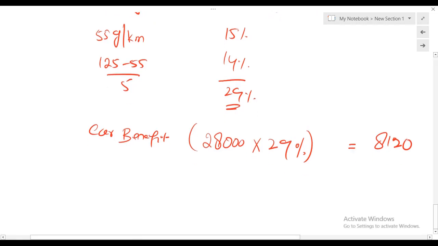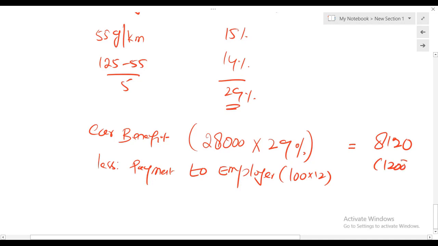So if the employee contributes towards usage of the car, it reduces their car benefit. Less payment to the employer, which is 100 into 12, 1,200. So here comes the taxable benefit. 8,120 deduct 1,200. Taxable benefit is 6,920.